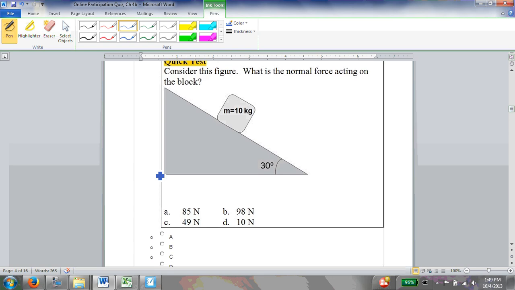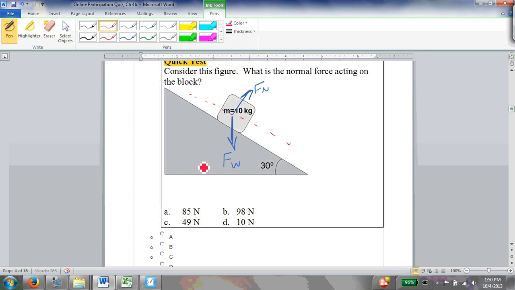Consider this block. What is the normal force acting on the block? All right, there are forces acting on it. Let's just label the forces. There's my Fw. There's my Fn. And I believe that's it. Yeah, those are the only two forces. So obviously this block is going to be sliding down because it has no frictional forces holding it in place. It's a completely smooth surface. But right now I just want to know what is the normal force.